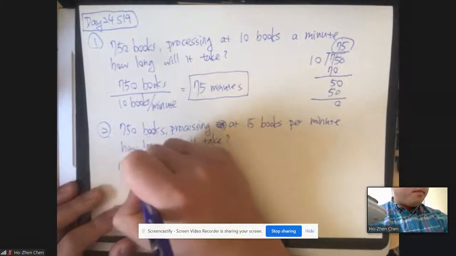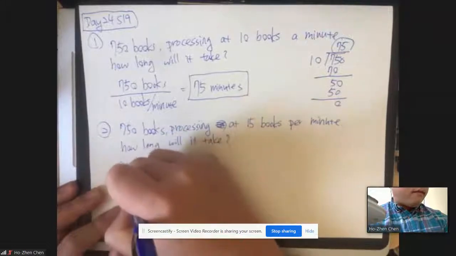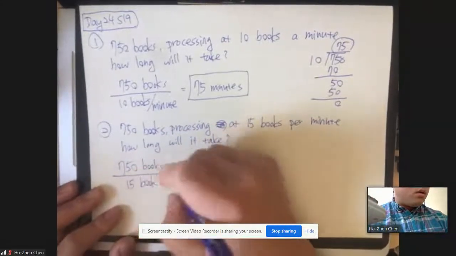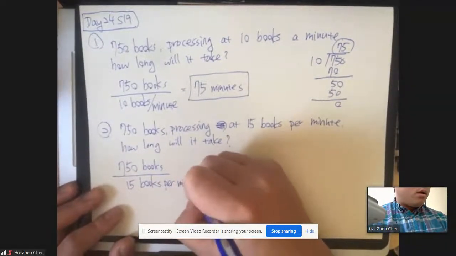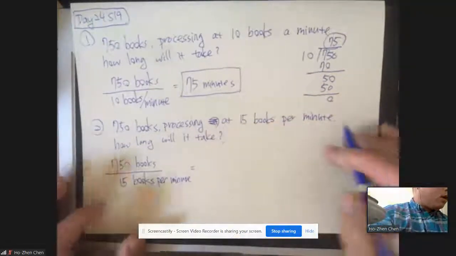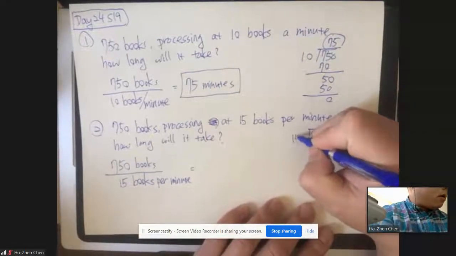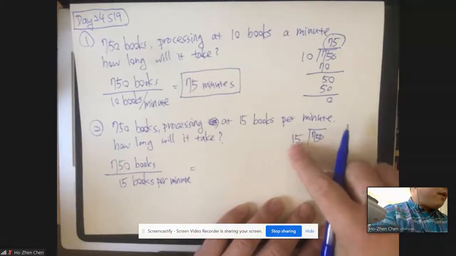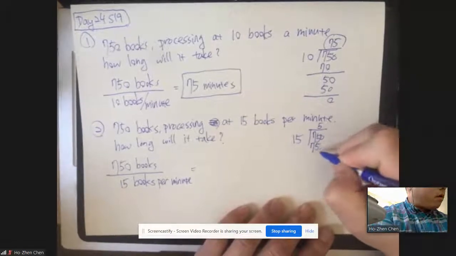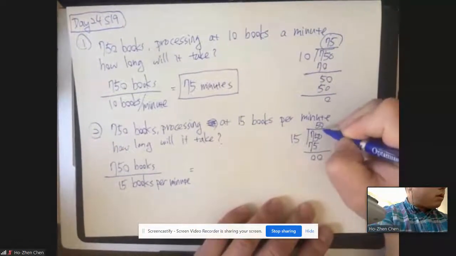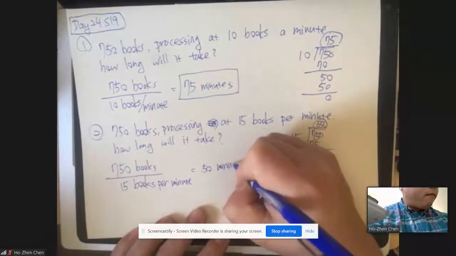So the same process continues. You have 750 books divided by 15 books per minute, giving me whatever we have. So let's think about it. 750 divided by 15. 15 doesn't go into 7. 15 does go into 75 5 times, giving me 75, leaving me with 0, 0. The answer is 50 minutes.